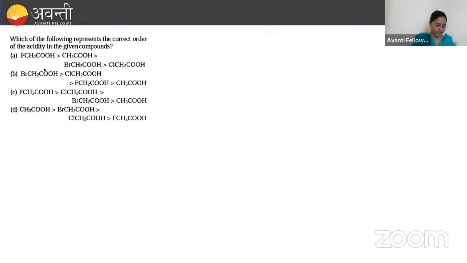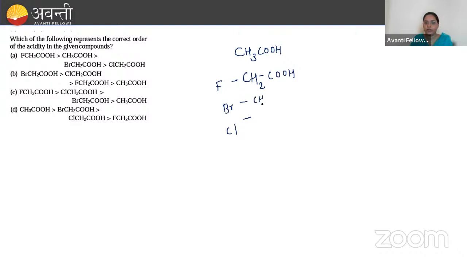Which of the following is the correct representation of the order of acidity in the given compounds? So we have given the 4 compounds here. What is the difference between these 4 compounds? There is acetic acid, CH3COOH. The hydrogen of this CH3 is replaced by different kinds of groups. In the first one, fluorine is there, then there is a bromine, then there is a chlorine. So such types of acids are present here.